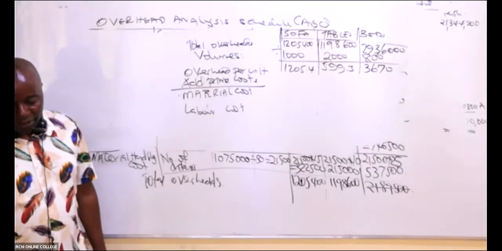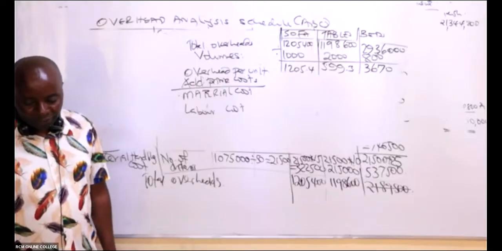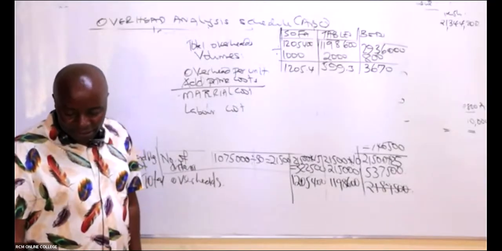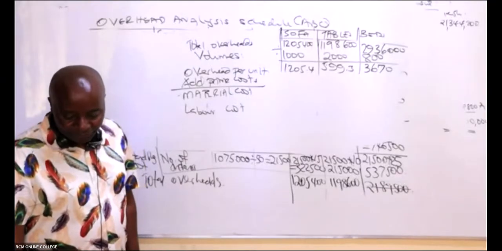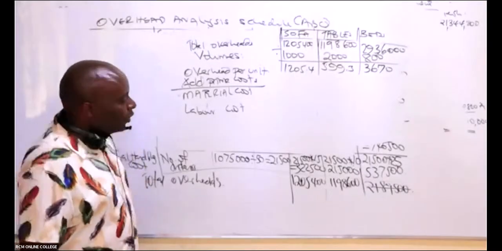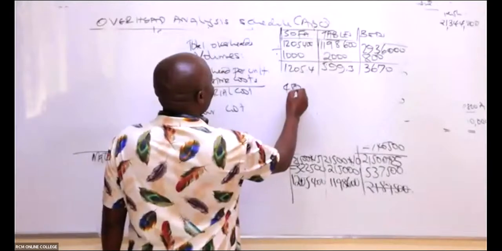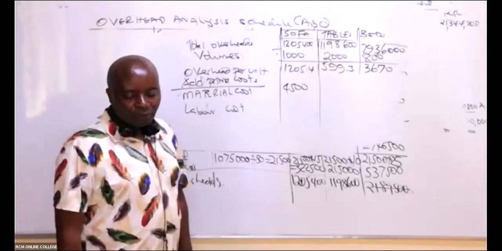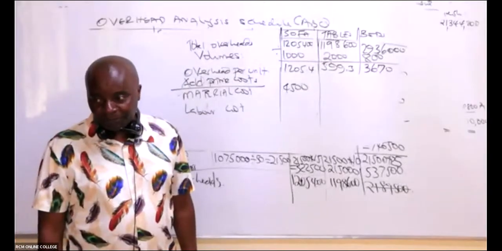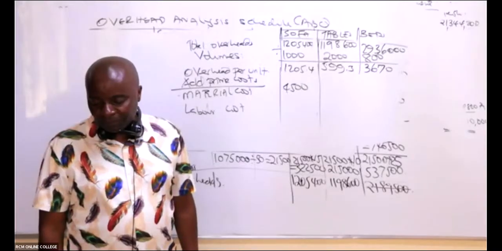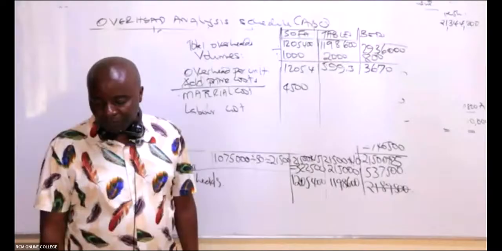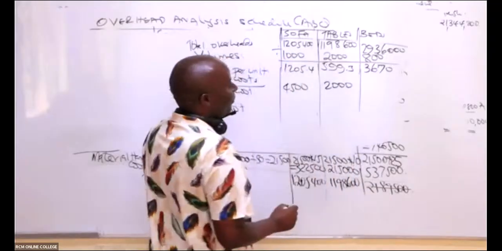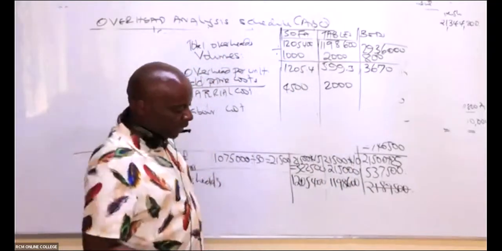Material cost for the sofa. Students are tired. Put 500 for the sofa material cost. Tables. Tables 2,000, right? And then beds. 3,100. Thank you so much.